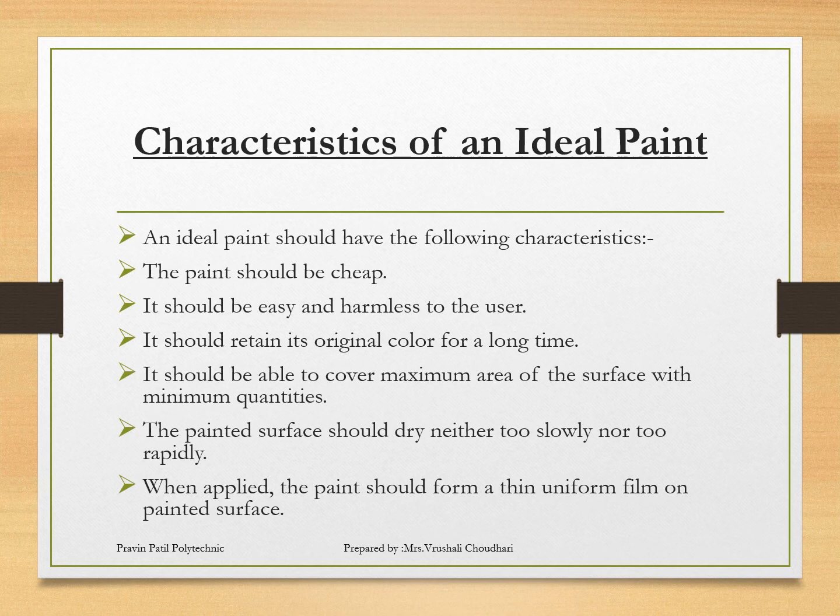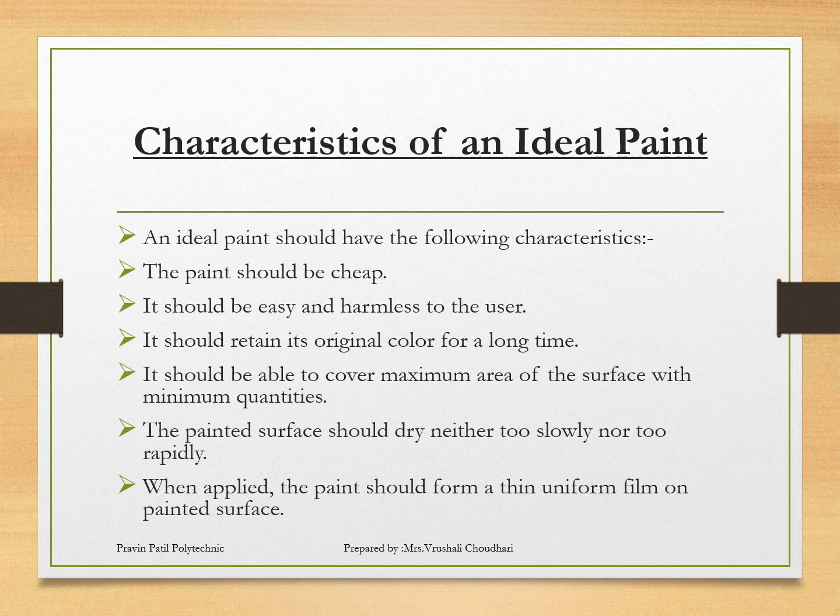It should be able to cover the maximum area of a surface with a minimum quantity. What is the meaning of that? It should spread properly on a surface. It should not form a very thick layer or a very thin layer on the surface. If it forms a very thick layer, then it will not cover the maximum area. It is not going to spread properly.